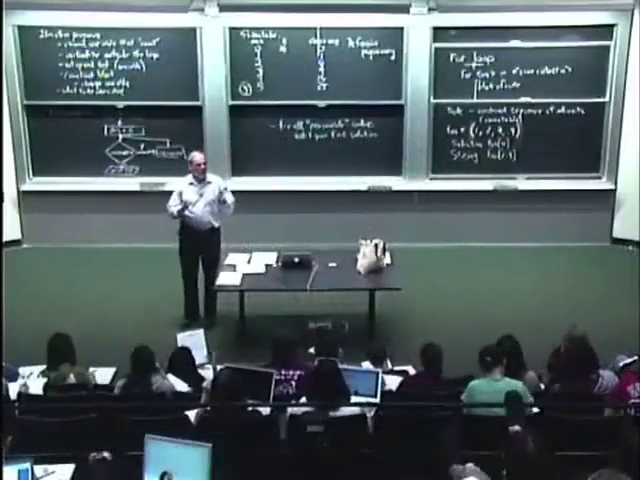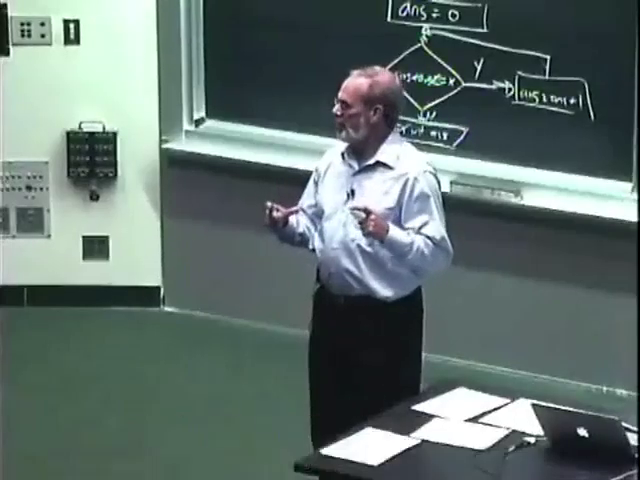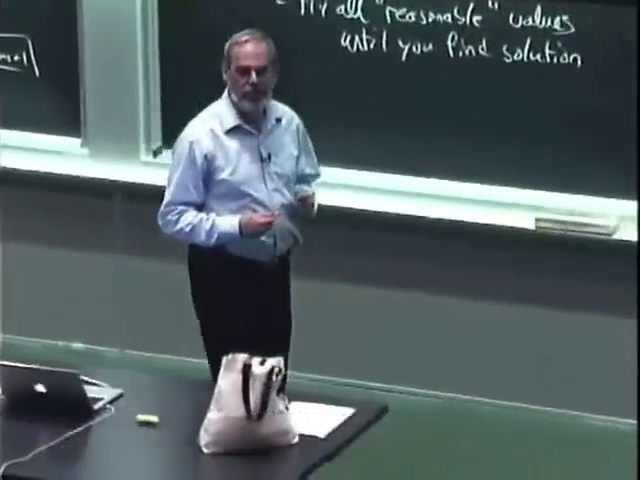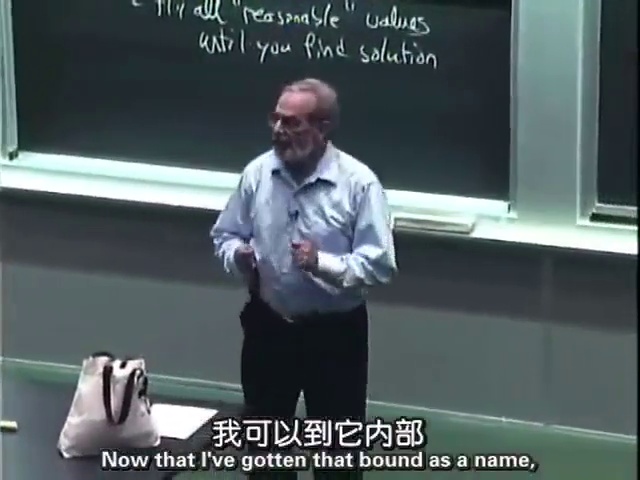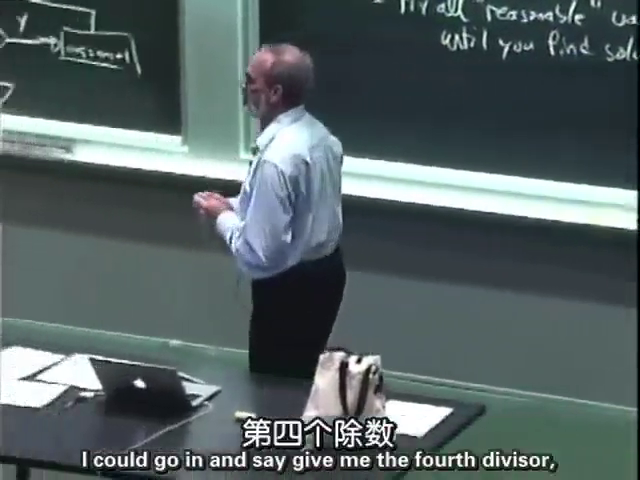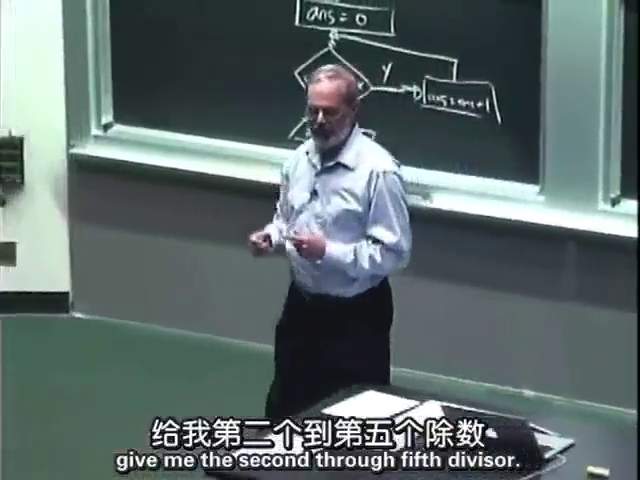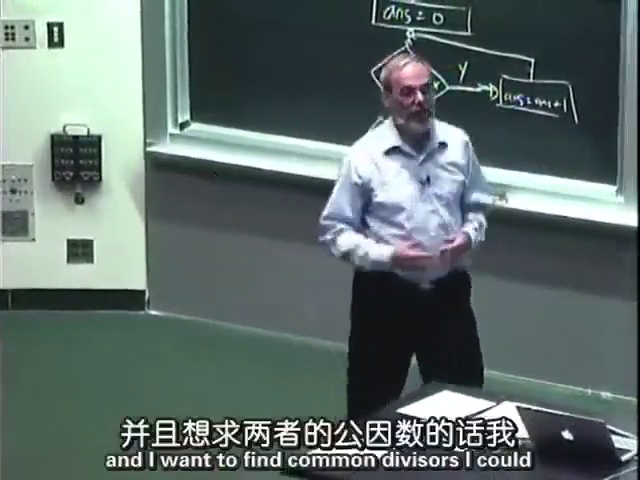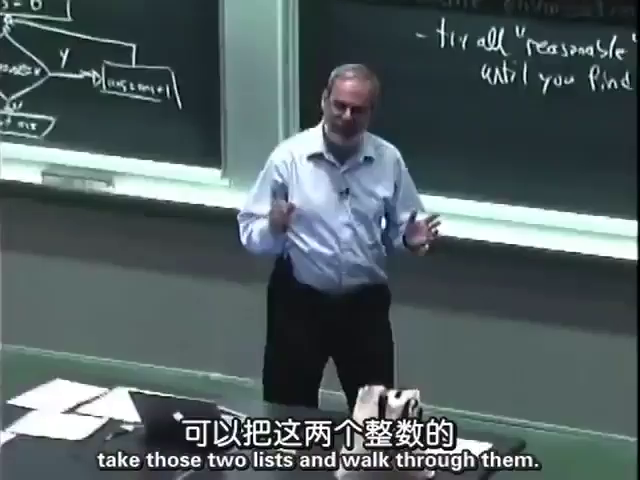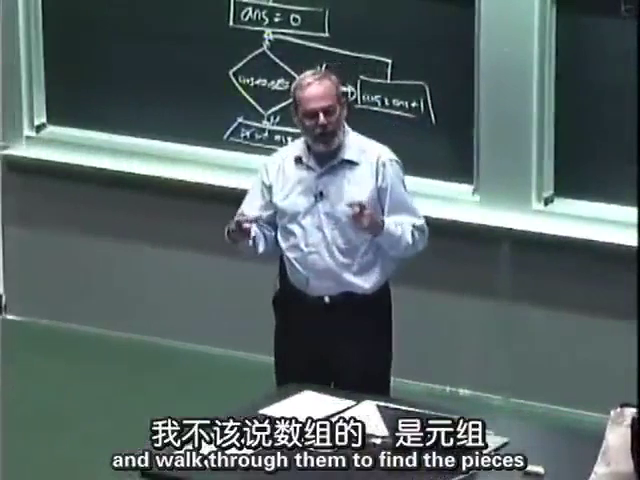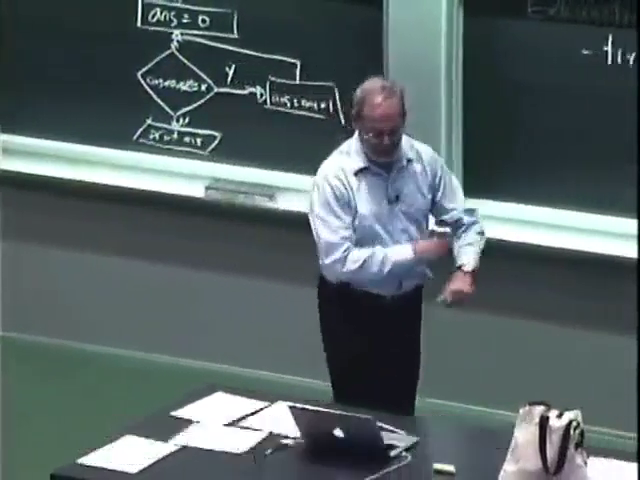What have we done? We've now got a way of collecting things together, right? And this is the first version of something we'd like to use. Now that I've got that bound as a name, I could go in and do things with that. I could go in and say, give me the fourth divisor. Give me the second through fifth divisor. Again, as I suggested, if I got two integers, I want to find common divisors, I could take those two tuples and walk through them to find the pieces that match up. So I've got a way now of gathering data together.